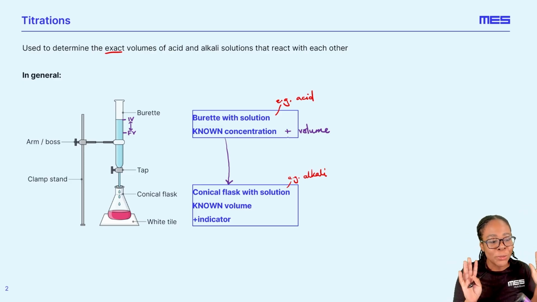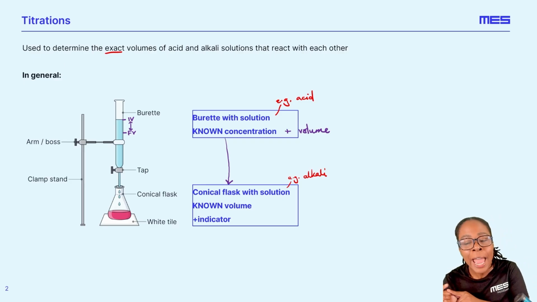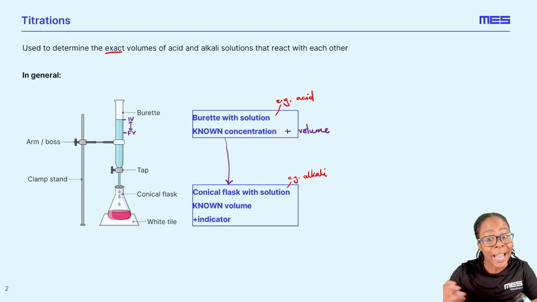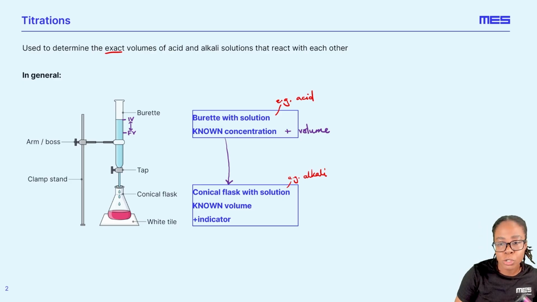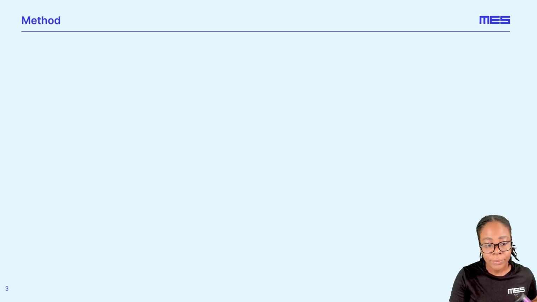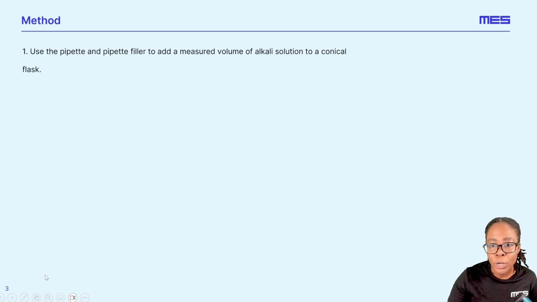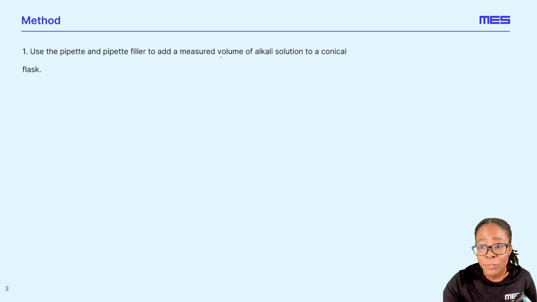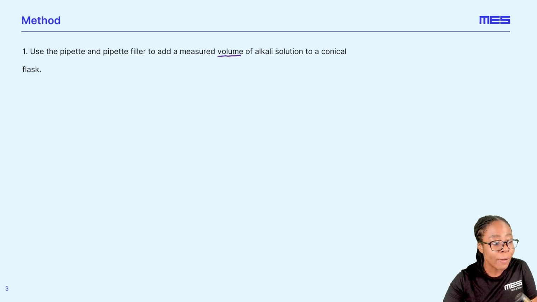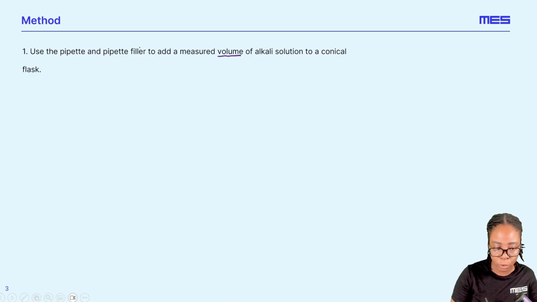Okay, so let's go through this step by step. Let's go through that titration method and how we use the results to calculate any unknown concentrations that we might want to find. Now, going through that method in just a bit more detail, as we mentioned before, we're going to start by making sure that we've got a known volume of our alkali solution in our conical flask.